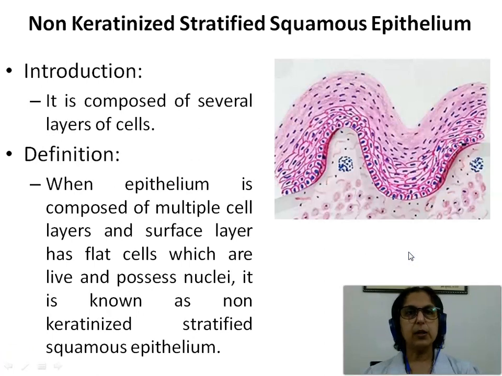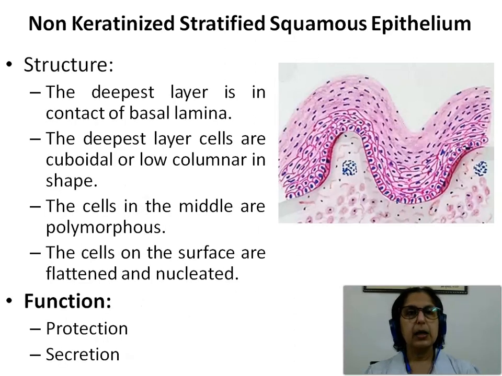Now let us go on to study the non-keratinized stratified squamous epithelium. It is composed of several layers of cells, hence it is stratified. When epithelium is composed of multiple cell layers and the surface layer has flat cells or squamous cells which are live and possess nuclei, it is known as non-keratinized stratified squamous epithelium. The deepest layer is in contact with the basal lamina, and the deepest layer cells are cuboidal or low columnar in shape. The cells in the middle layers are polymorphous, and the cells on the surface are flattened, that is squamous cells, and they are live cells, that is they have nuclei.